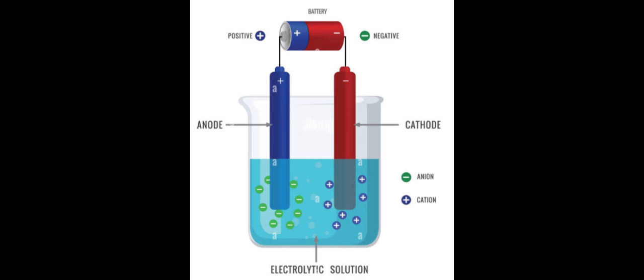Operating conditions. Voltage. The minimum voltage to split water is 1.23 volts, but actual applications often use 1.5 to 2 volts for efficiency. Electrolyte. Common electrolytes include sulfuric acid or potassium hydroxide for faster ion movement. Temperature. Higher temperatures reduce resistance and improve efficiency, though most systems operate at ambient temperatures.